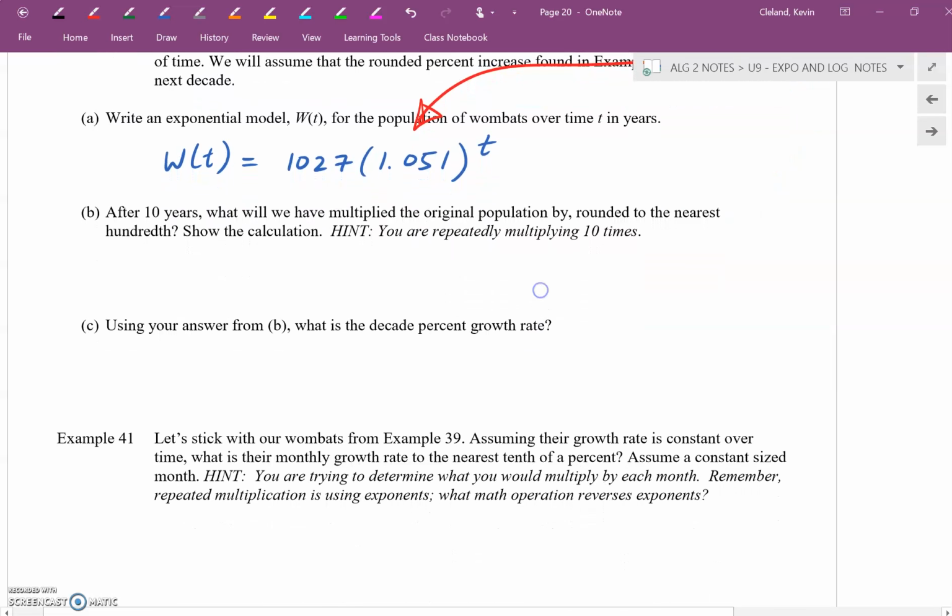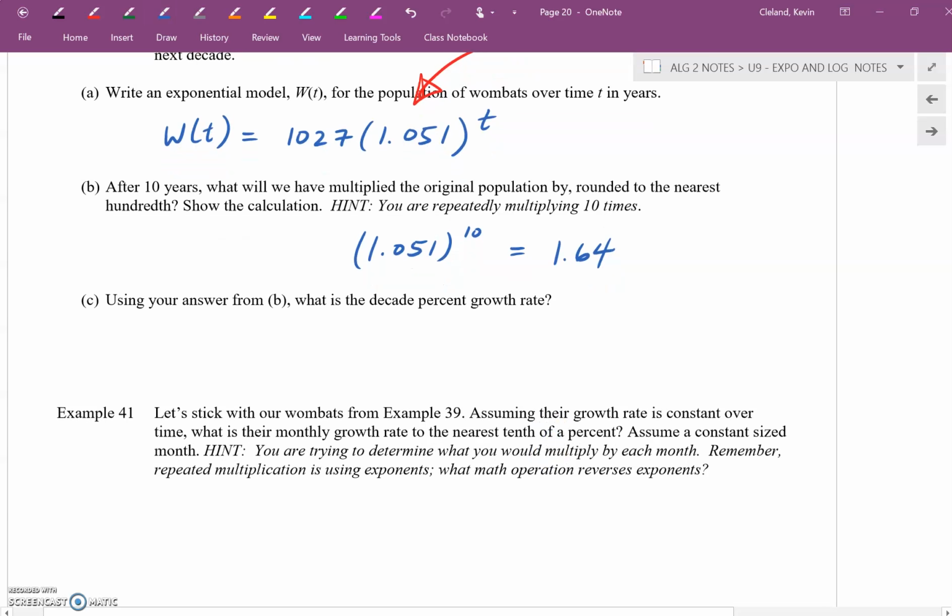And then after 10 years, what will we have multiplied the original population by? So this is not evaluate the function at 10 years. It's literally just saying, okay, what is the 1027 getting multiplied by? So it's actually just a little bit easier than that. It's 1.64, and then it says using your answer from part B, what's the decade percent growth rate?